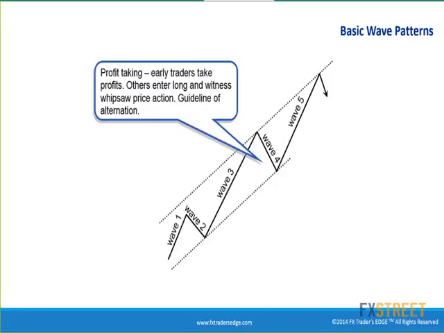Then we have wave 4. This is where we see profit taking. This is where early traders take profits and others enter long. And sometimes there's whipsaw price action because wave 4 corrections can be simple or they can be a bit complex. And when they are a bit complex, that's where we see the whipsaw. So it's best to get in on the dips, not on the breakouts. On the dips, because then you can set your stop below the wave 4 horizontal trend line. Support line, we call it.